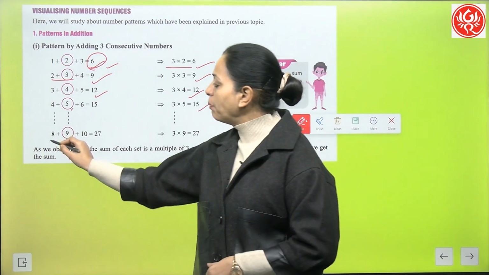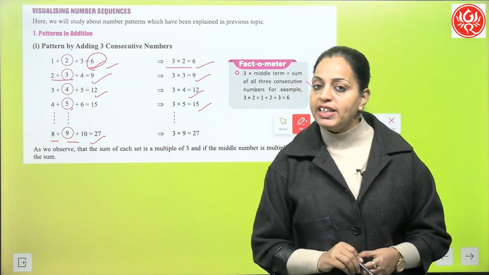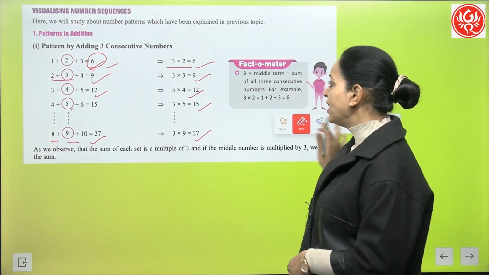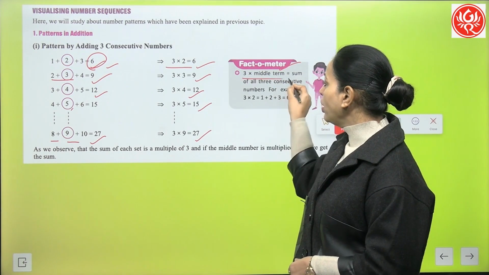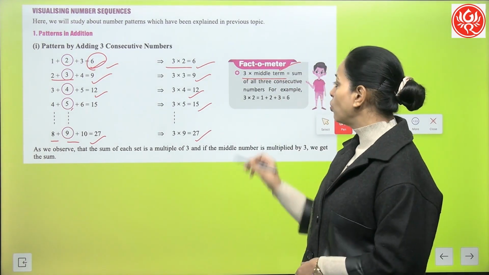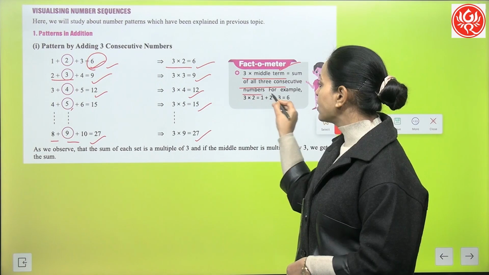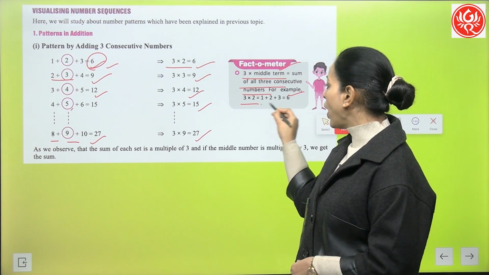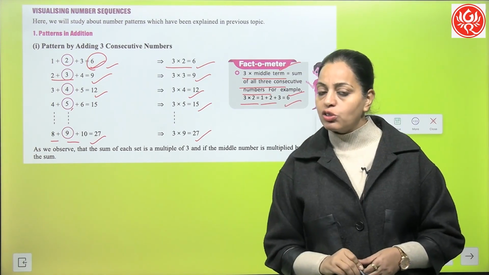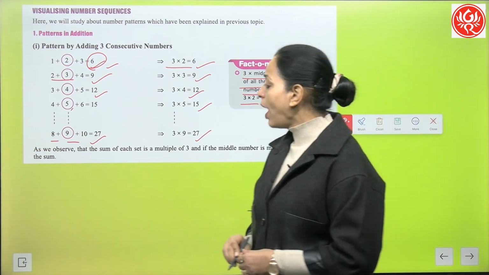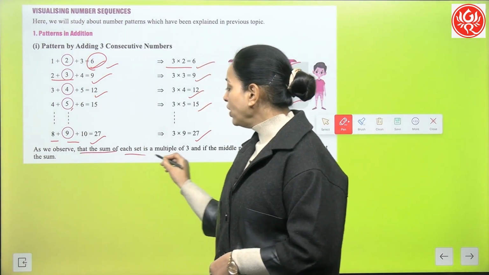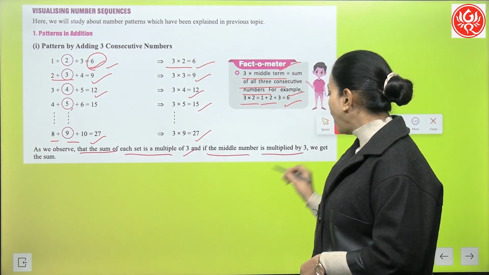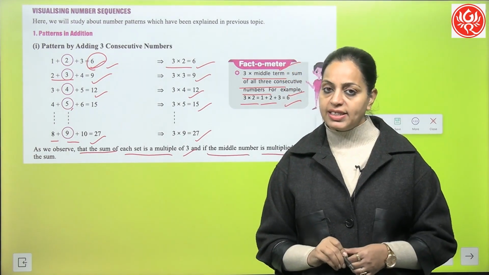Okay, and here 8 plus 9 plus 10, sum is 27, that is equal to 3 into 9, which is equal to 27. So in fact, 3 into the middle term is equal to the sum of all three consecutive numbers. For example, 3 into 2 equals 1 plus 2 plus 3 equals 6, right? So as we observe, the sum of each set is a multiple of 3, and if the middle number is multiplied by 3, we get the sum.